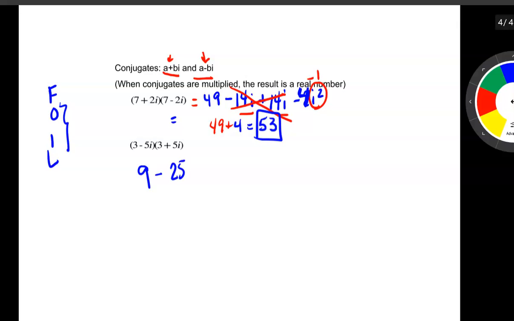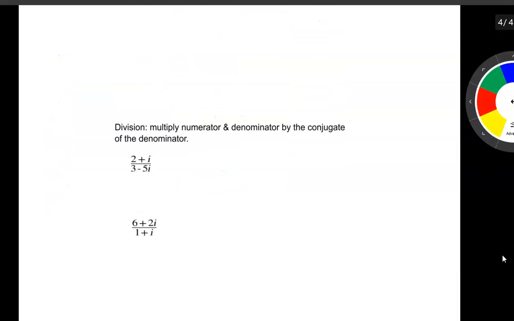Then it's going to be negative 5 times 5, which is 25, but then you have i times i, which is i squared. What does that do? That changes the sign. And so we get 34. Now, why are we doing this? Why on earth would we want to multiply two conjugates together? The reason is that it allows us to get rid of the i in the denominator.